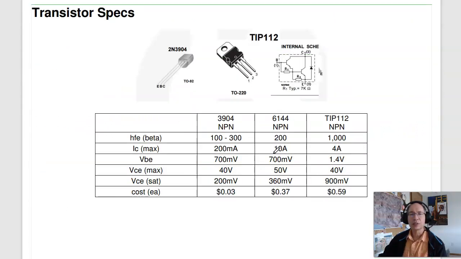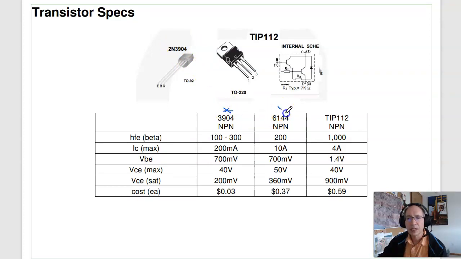In terms of what transistors look like, if you look at the data sheets, these are the two that we typically use in lab. We use this one, the 3904, and the 6144. The 3904, the gain is somewhere between 100 and 300. It can handle up to 200 milliamps. The voltage base to emitter is 0.7 volts. It's a silicon transistor. There's a silicon diode base to emitter. It can handle up to 40 volts.